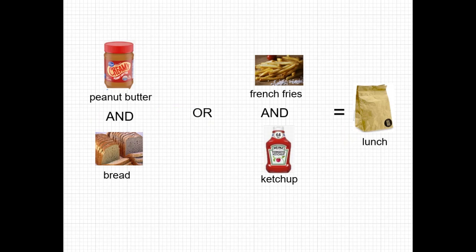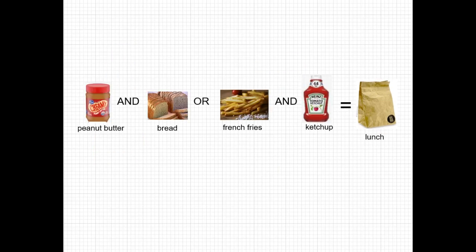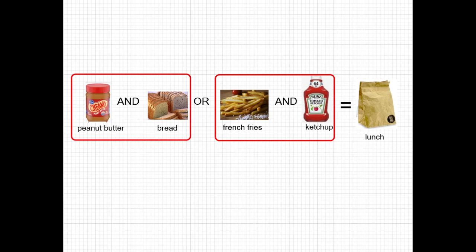However, taking a different example, we'll make lunch either a peanut butter sandwich or French fries with ketchup. From the context, we naturally assume that we mean either peanut butter and bread, or French fries with ketchup. But again, let's just line them up. With our cultural background, we naturally assume this grouping.